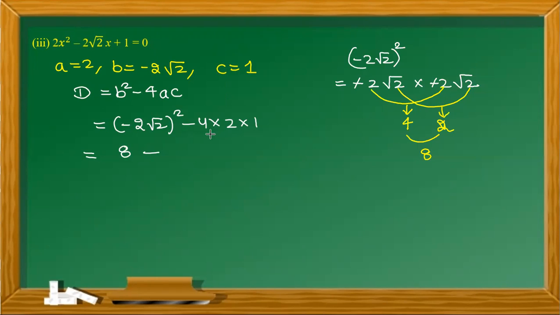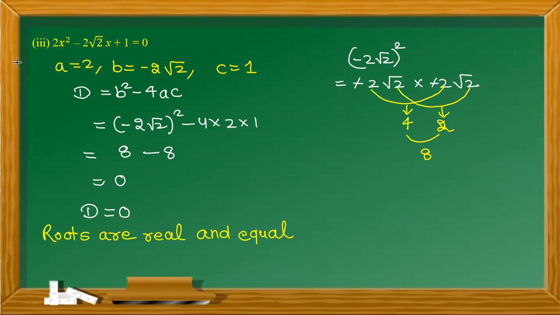Minus 4 into 2 into 1, that is also 8. So 8 minus 8 is equal to 0. So that means D is equal to 0. And whenever D is equal to 0, we say that roots are real and equal. Now, let us find the equal roots.